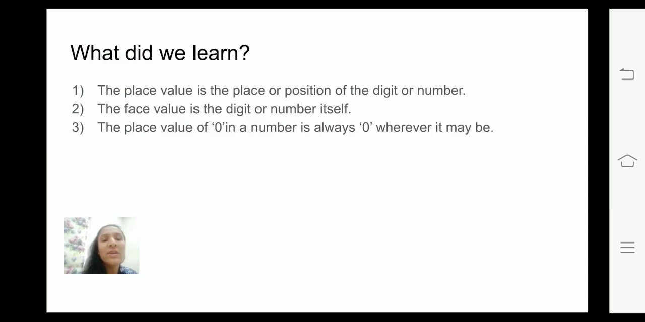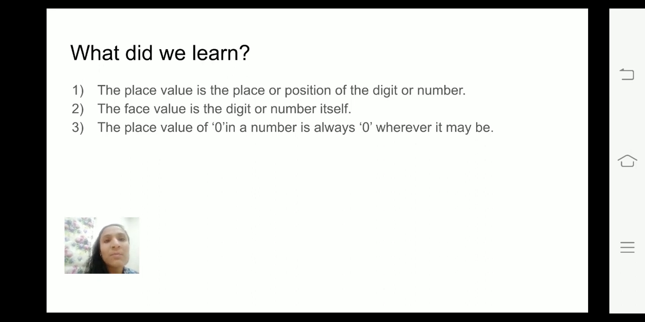So what did we learn today? We learned that the place value is the place or position of the digit in a number. The face value is the digit or number itself. The place value of 0 in a number is always 0 wherever it may be.